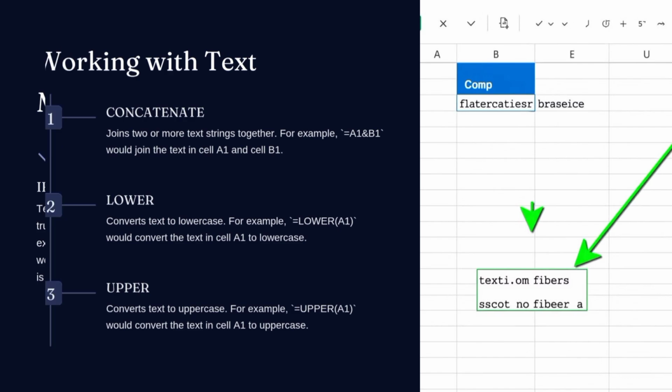Working with text. Concatenate joins two or more text strings together. For example, equals A1 & B1 would join the text in cell A1 and cell B1. Lower converts text to lowercase. For example, equals LOWER(A1) would convert the text in cell A1 to lowercase.